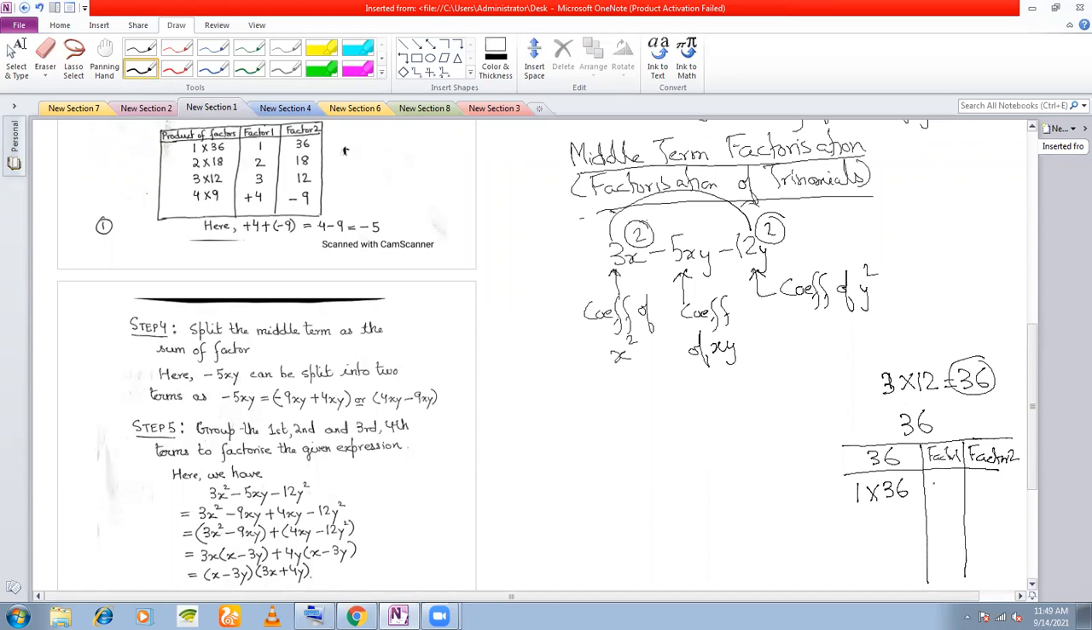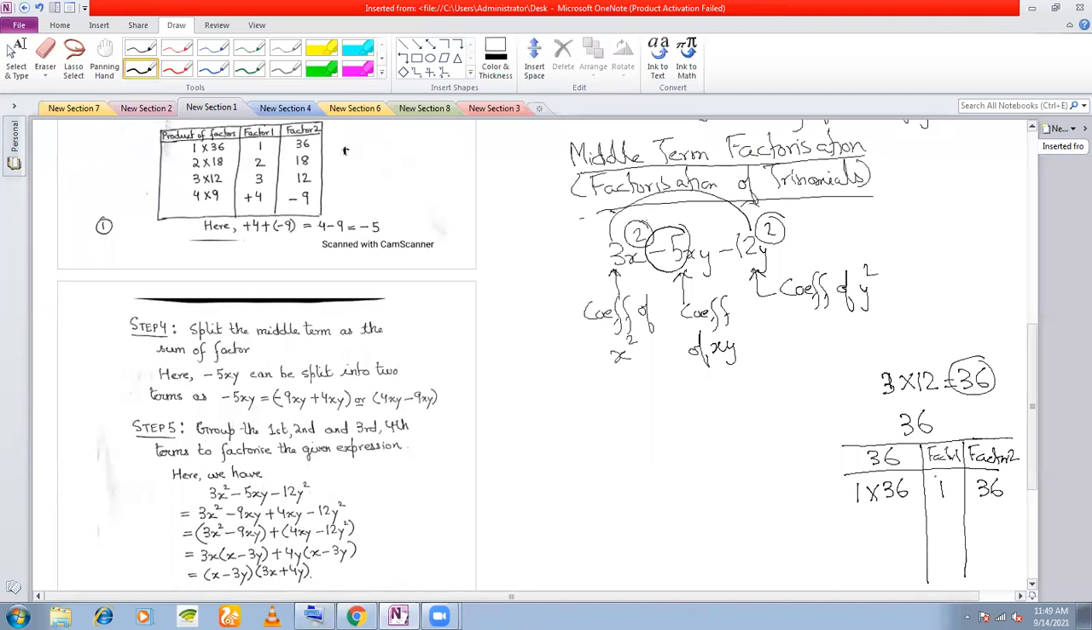1 into 36. Factor 1 is 1 and the second factor here is 36. Now we want to factorize in such a manner that by taking any of the signs for 1 and 36, we must get minus 5 by adding the factors. So by adding 1 and 36, can you get minus 5?